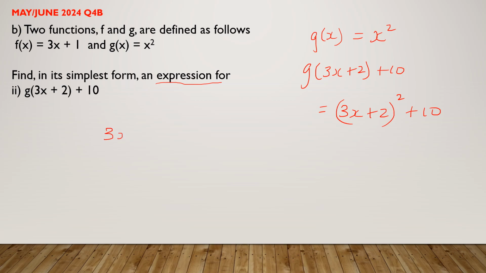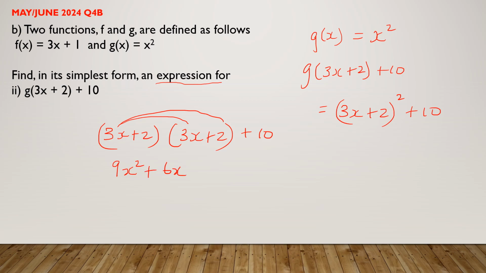So 3x plus 2 squared means 3x plus 2 twice, plus 10. So we're going to multiply here. We're going to get 9x squared. Multiply 3x by 2, that gives us a plus 6x. This 2 by this 3x is going to give us another 6x. And then 2 by 2 gives us a plus 4, plus 10. So we're going to get 9x squared plus 12x plus 14. And that's the answer.